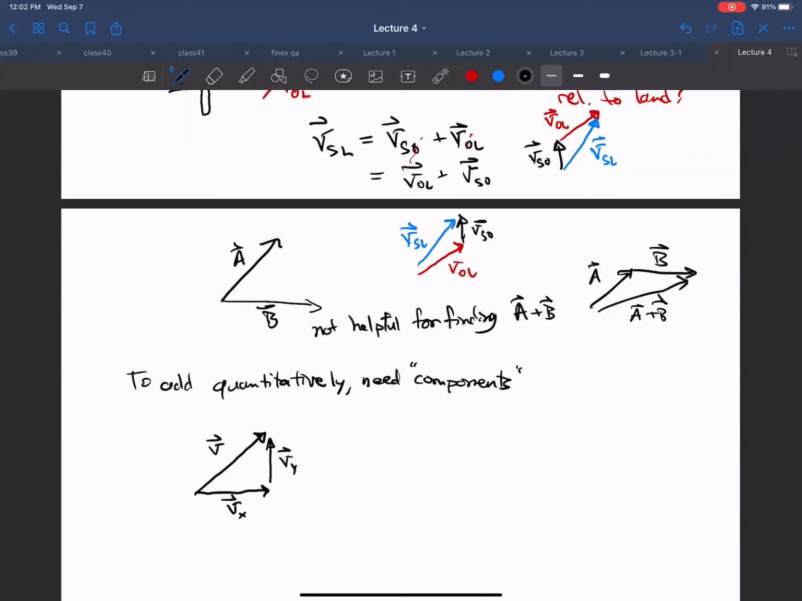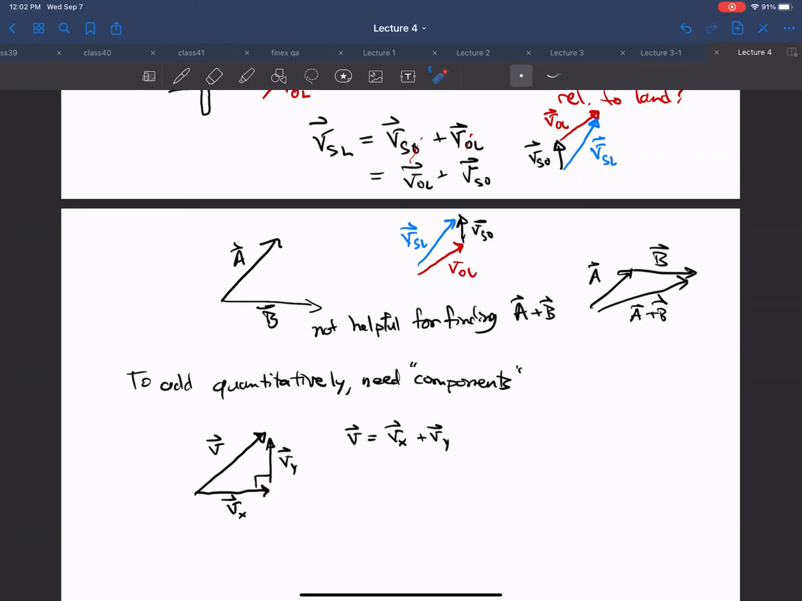So it's a way of breaking things down into their parts along the x and y directions. These are related by a 90-degree angle, of course, because they're in x and y, but I can see that vector v is equal to vector v sub x, the x component, plus vector v sub y, because I've arranged these 2 vectors in the tip to tail arrangement.